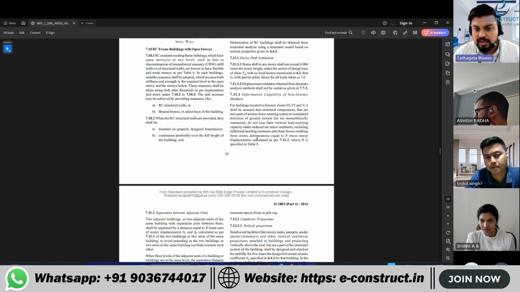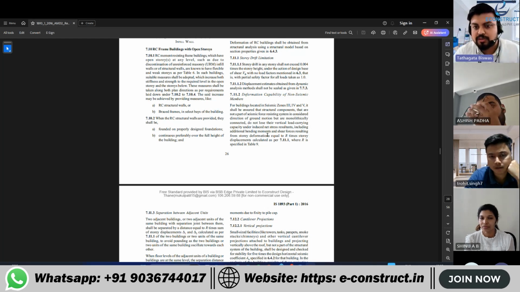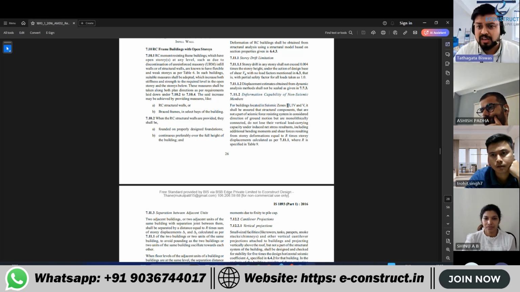So we are not designing those particular moments for the columns, which are not actually our lateral force resisting element, but still certain moments would be induced over there. So it is asking to downline that moment to somebody else in such a way that these columns are out of danger. This is the deformation capability of non-seismic members, specifically in zones 3, 4, and 5.